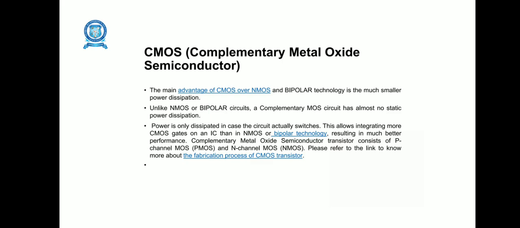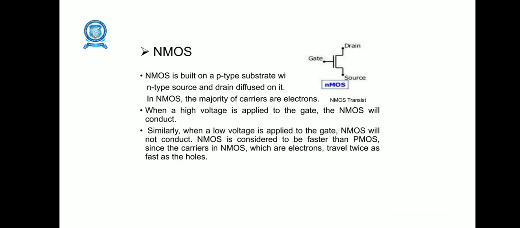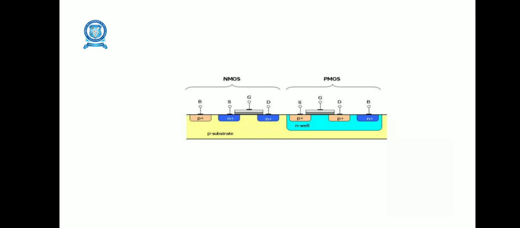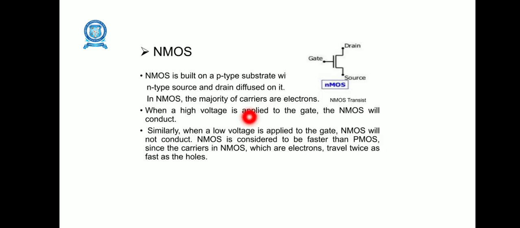So you can see the fabrication process of this CMOS inverter. First you can see the NMOS and the PMOS diagram. First we can see about the NMOS. NMOS is built on a p-type substrate with an n-type source and drain diffused on it. In NMOS, the majority carriers are electrons. When a high voltage is applied to the gate, this NMOS will conduct. Similarly, when a low voltage is applied to the gate, NMOS will not conduct. NMOS is considered to be faster than PMOS, since the carriers in NMOS, which are electrons, travel twice as fast as holes. That is given in this diagram.